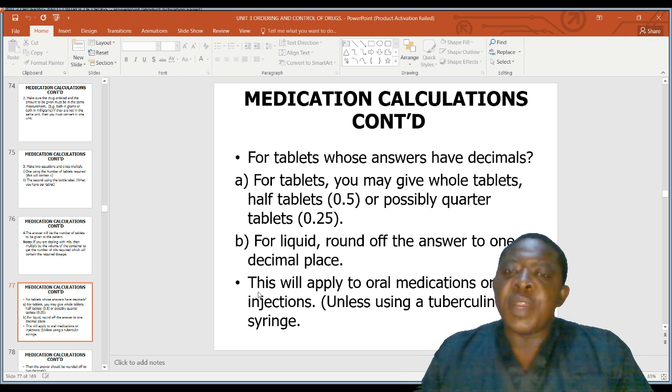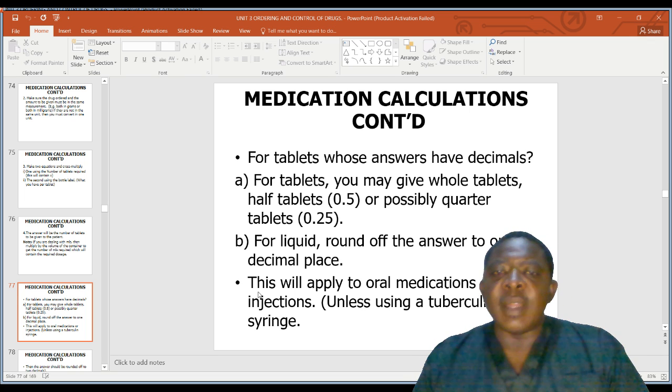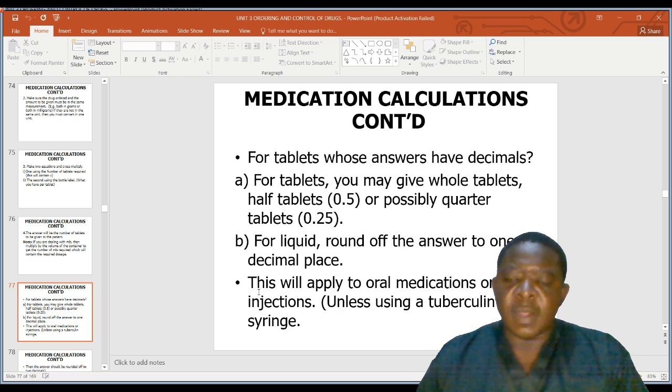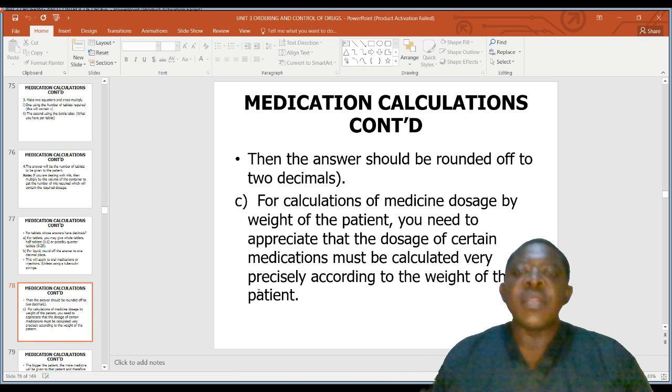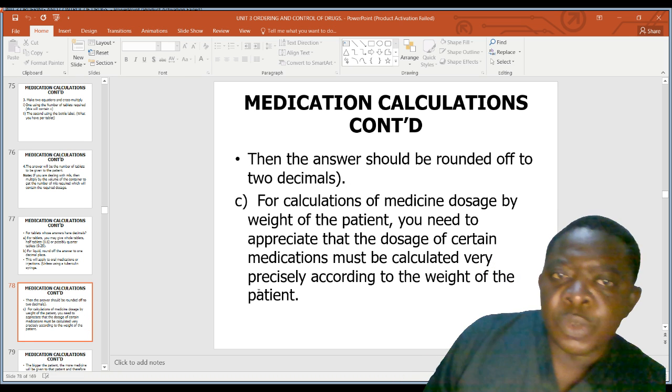For liquids, round off the answer to one decimal place. This will apply to oral medication or injection, unless using a tuberculin syringe. Then the answer should be rounded off to two decimals.